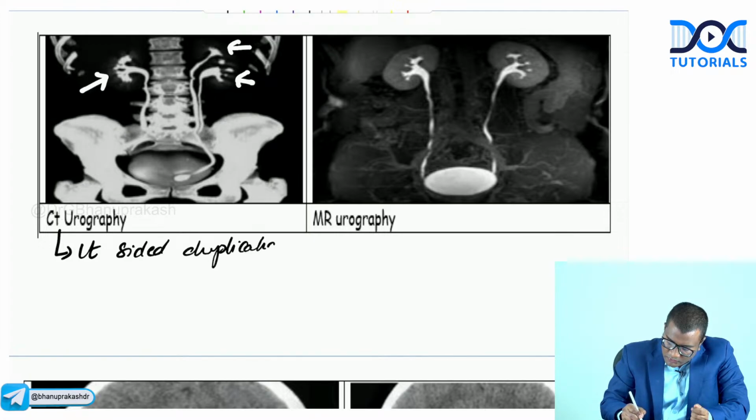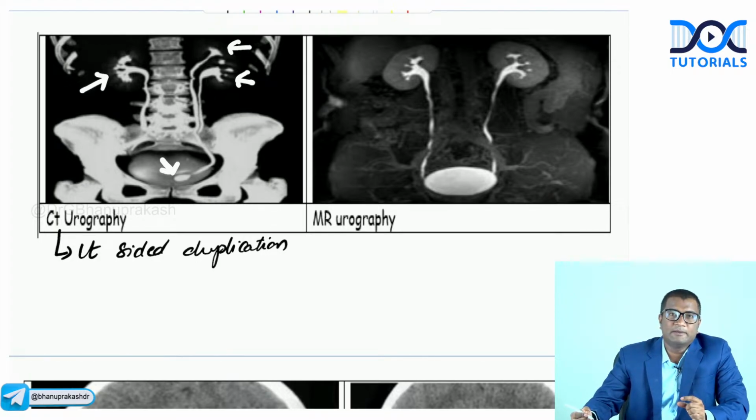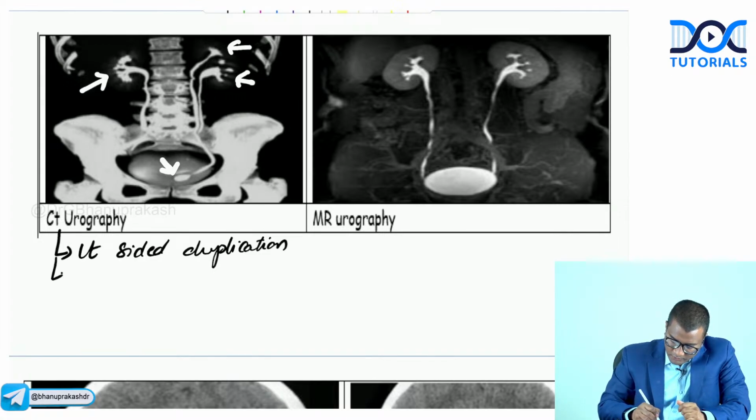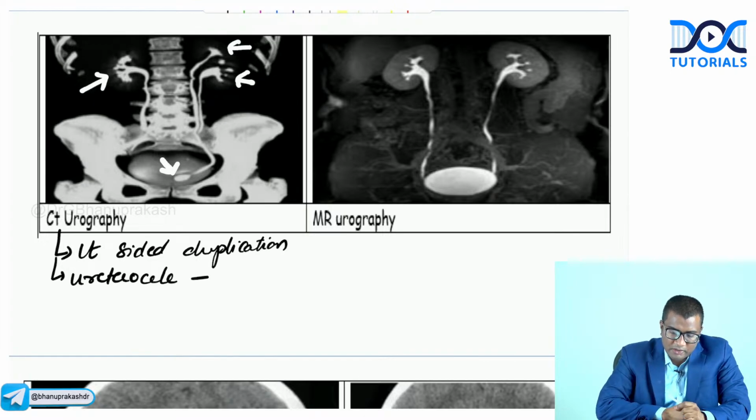And can I ask you, from yesterday's class I taught you, which ureter shows this adder head appearance or cobra head appearance, the ureterocele? This ureterocele is seen in which ureter? Do we see it in the superior ureter or the inferior ureter? In which ureter do you see this ureterocele? Adder head appearance or cobra head.